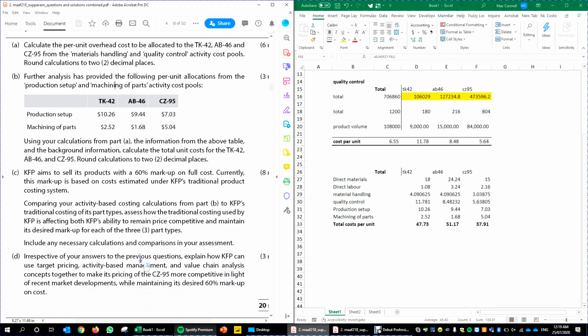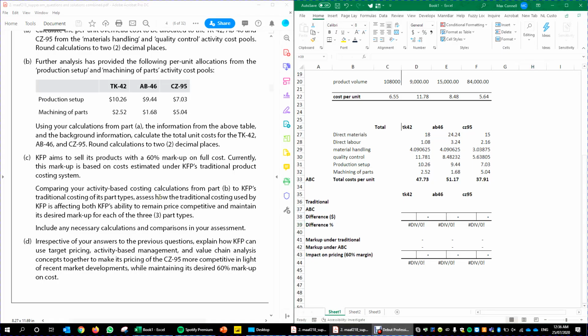Now moving on to part C. Okay, for this question, it's saying that the company aims to sell its products with a 60% markup on full cost. Okay, straight away, we know that there's two methods of costing, right? There's the original way, the traditional costing that they were doing, and now there's this new activity-based costing. In either way, if they're saying that there's a 60% markup, depending on which cost base you use, the selling price is going to be different, right?